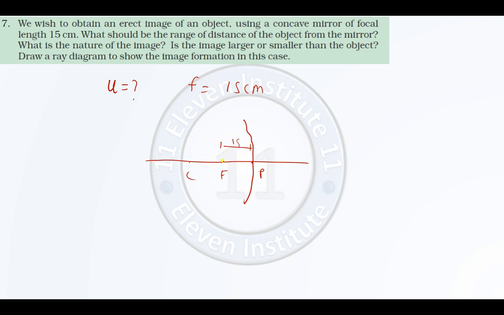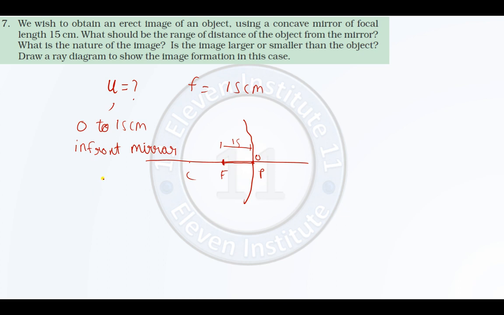Now where can I place the object? I have to compulsorily place my object from this focal point to this pole. So I can place the object over here at 0 or 1, 2, 3, 4, 5, 6 up to 15 centimeters. Right, so the range for u will be 0 to 15 centimeters in front of the mirror. This would be the range. Fine. First answer is clear.